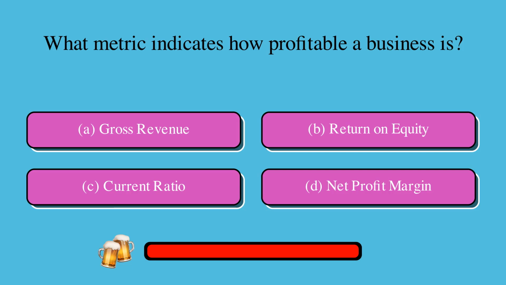What metric indicates how profitable a business is? Is it A, gross revenue, B, return on equity, C, current ratio, or D, net profit margin? The correct answer is B, return on equity.